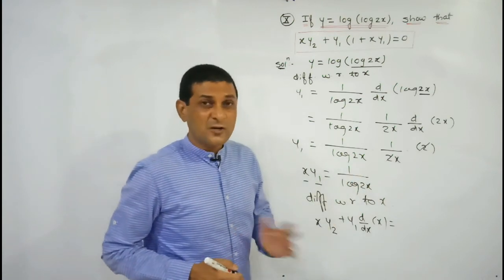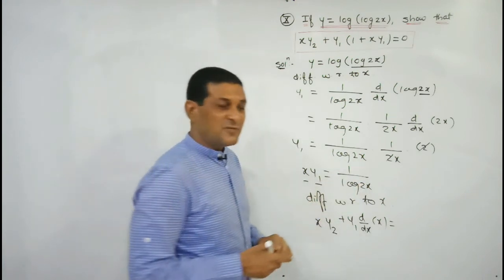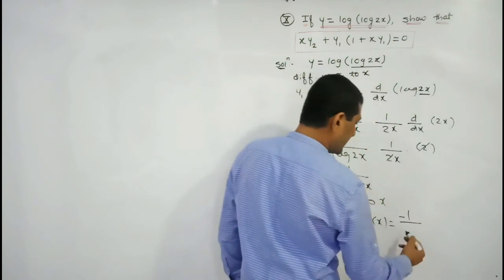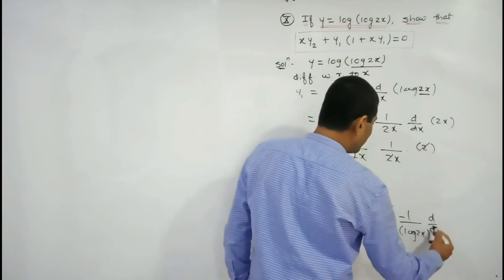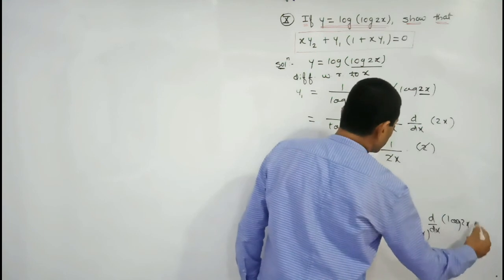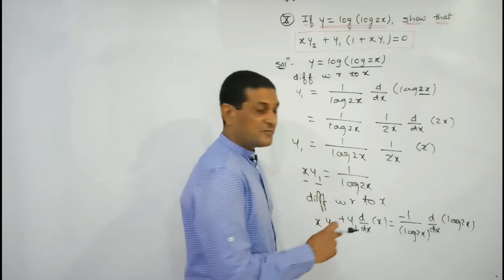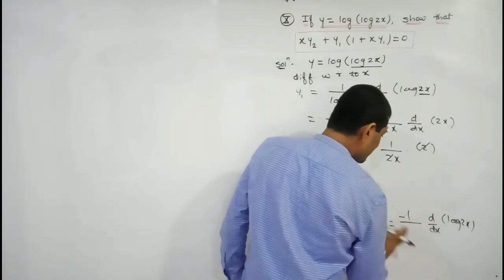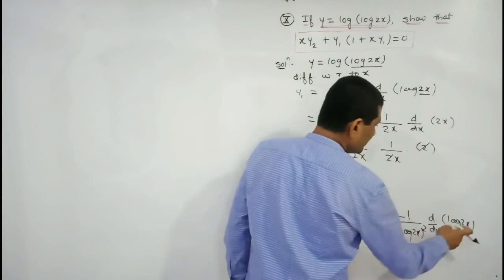Now observe the function on the right hand side. Here we can observe that this function is in the form of 1 upon f of x. What is the derivative of 1 upon f of x? Its derivative is minus 1 upon f of x square, into the derivative of f of x. f of x square means the square of log 2x. f of x is log 2x here. So again the function is in the form of 1 upon f of x, and the derivative of 1 upon f of x is minus 1 upon f of x square, that means the square of log 2x, into the derivative of log 2x.